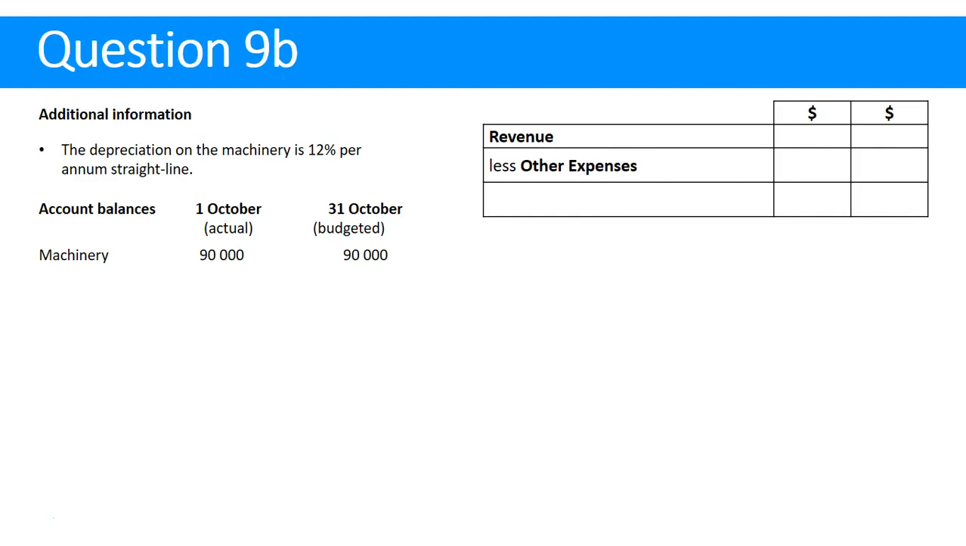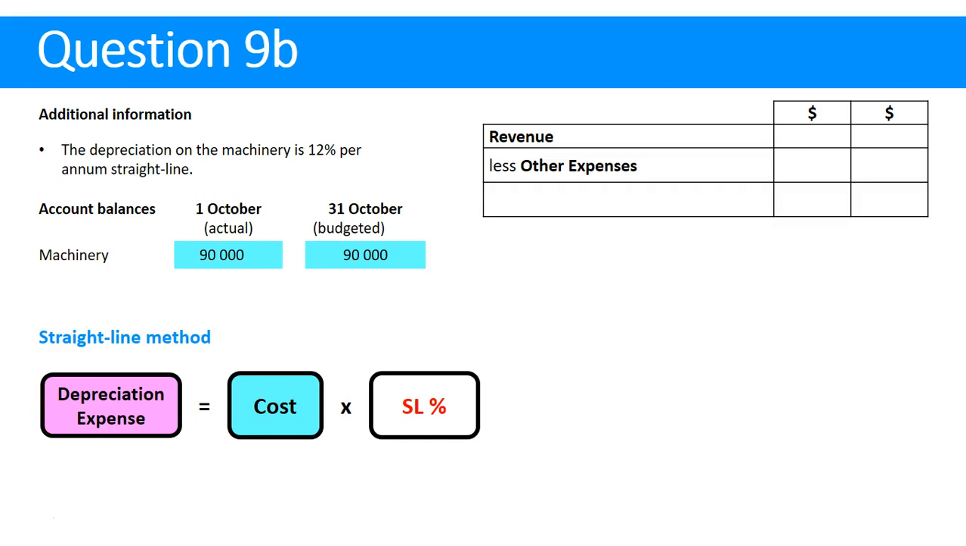We have depreciation on the machinery is 12% per annum straight line. So what we want to do is look at the account balances and see that the machinery at the start of the month was 90, and at the end of the month we expect it to stay the same. So therefore we're not expecting to buy or sell any more machinery. So what we want to do is take that straight line method. We're going to use the one where we calculate the expense by taking the cost and multiplying it by the straight line percentage. So we know the cost will be $90,000 for the entire month.